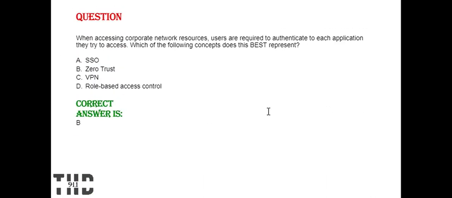When accessing corporate network resources, users are required to authenticate to each application they try to access. Which of the following concepts does this best represent? Option A, SSO. Option B, Zero Trust. Option C, VPN. Option D, role-based access control. The correct answer is option B.